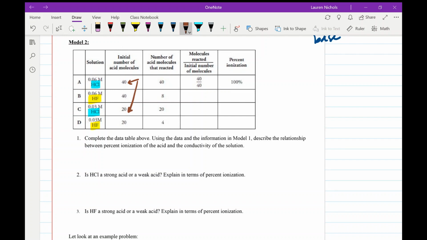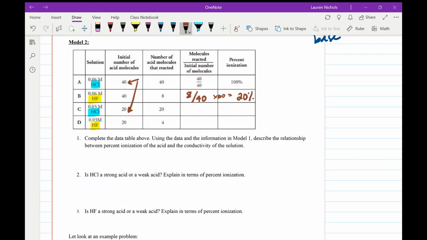acid molecules. Now, when we are calculating percent dissociation, it's the molecules reacted divided by the initial number of molecules, or the number of molecules that have dissociated divided by the initial number of molecules. And so for B, that would be 8 divided by 40, which to get its official percent ionization, you would just multiply that by 100. And 8 divided by 40 times 100 will give you 20%.